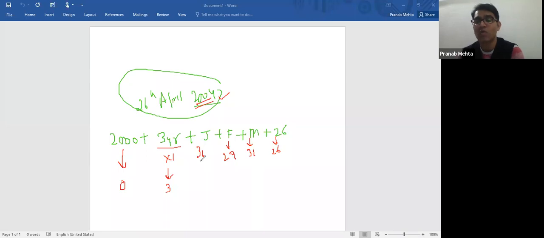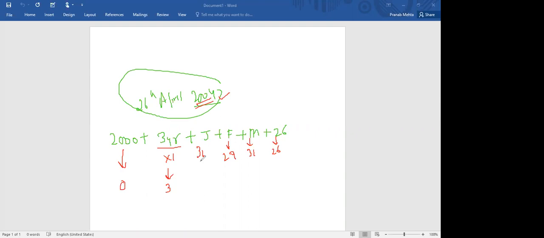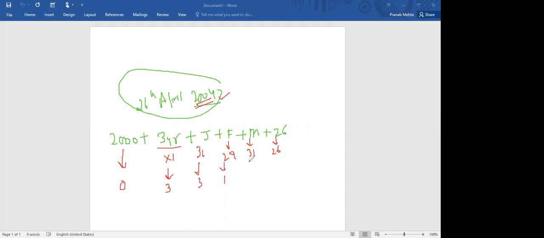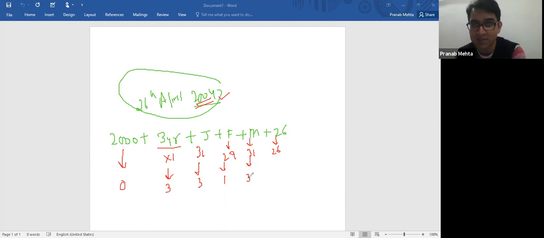Now, 31 days, what we do is we form weeks. So 31 days, how many weeks can be formed? 7 into 4 is 28 days. 28 days can form weeks, so we are left with 3 extra days here. For 28 days, we are left with 0 extra days. 29 days, 7 into 4 is 28, so left with 1 extra day. 31 days, 7 into 4 is 28, 3 days. And 26 days, 7 into 3 is 21, 5 days.